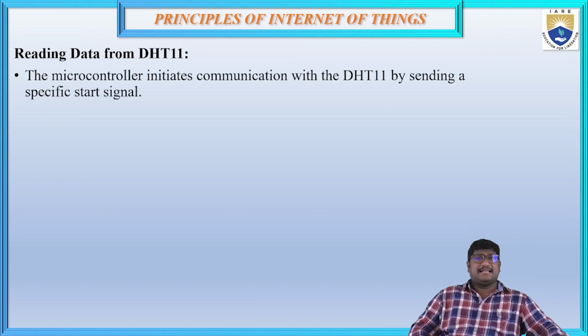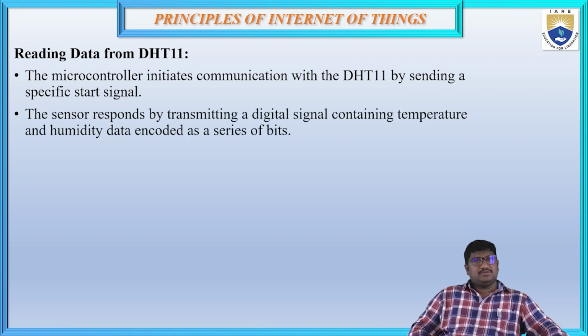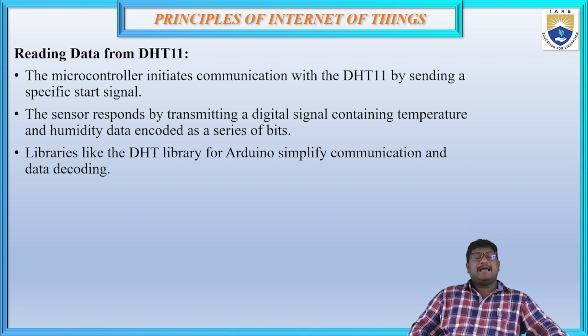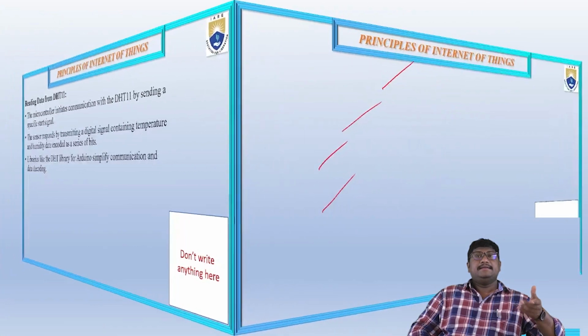And how the data has to be read by using the DHT11 sensor: there is a specific start signal, and then the sensor is going to transmit the digital signal of temperature and humidity data also. Libraries are going to be very helpful for DHT. Why? Because they take care of the Arduino specification and data decoding.